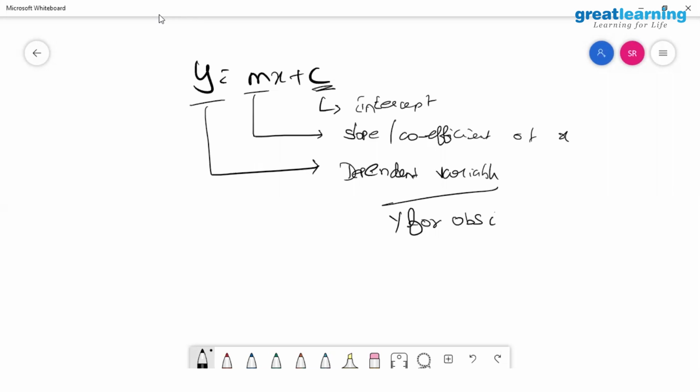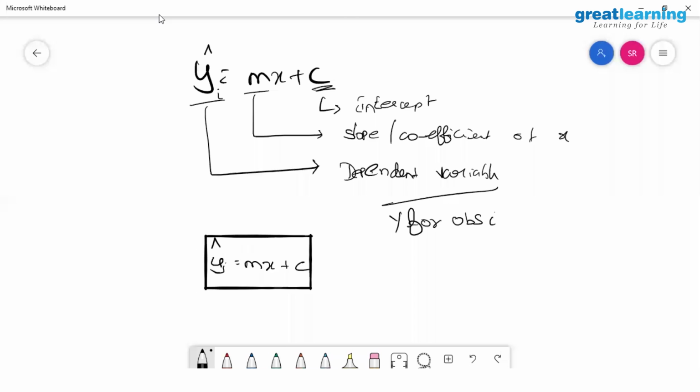You have to put always yi and the y cap. Therefore, whenever you have to tell a simple linear regression equation, it always starts with yi, y cap is equal to mx plus c. Or you can put mi xi. Since it is a simple linear regression, you can mention it as y cap is equal to mx plus c.